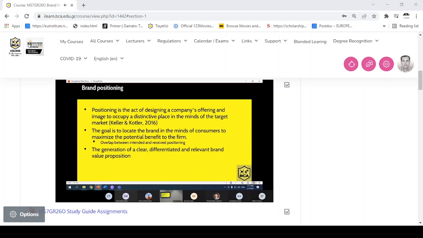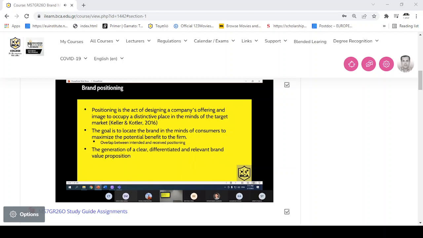Brand positioning. This is a foundational concept. Positioning is the act of designing a company's offering and image to occupy a distinctive place in the minds of the target market. The goal is to locate the brand in the minds of consumers to maximize the potential benefit of the firm. And in order to do that, again, we have to effect an overlap between what is intended and what is received, this positioning.